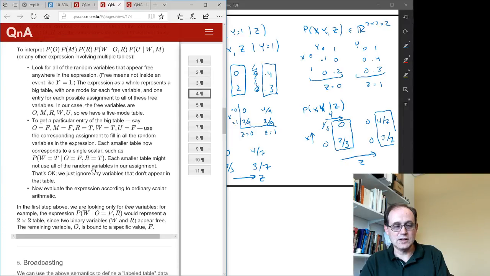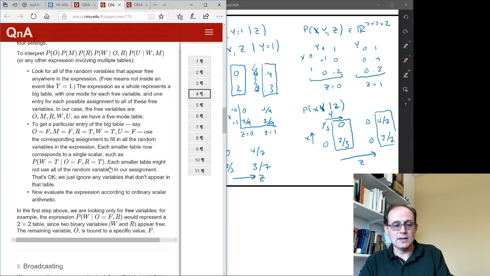All right. So just to reiterate, when we're looking for free variables, we want to skip over events that contain the variables. So for example, this expression, P of W given that O is false and R, that would represent just a 2x2 table because there are 3 variables, but one of them only appears inside an event.